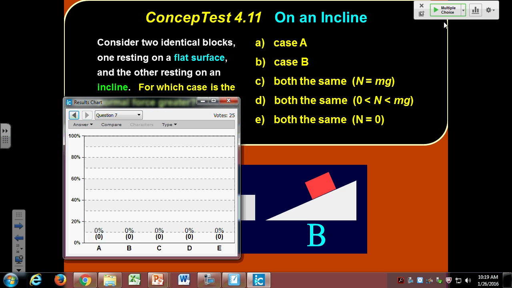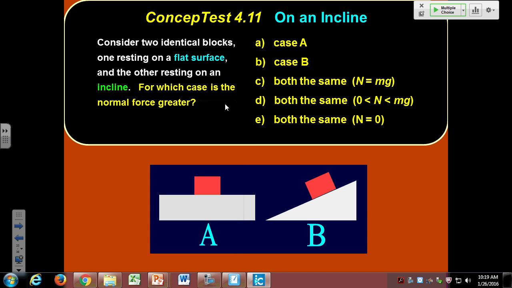Okay, that was pretty good. A is the right answer. The normal force is greater. As you increase that angle theta, the normal force decreases. That was on your reading quiz.